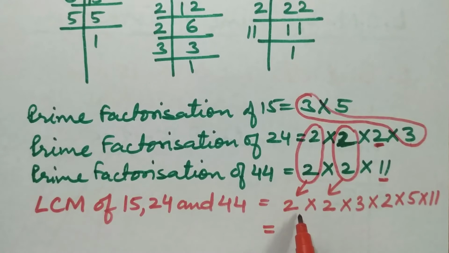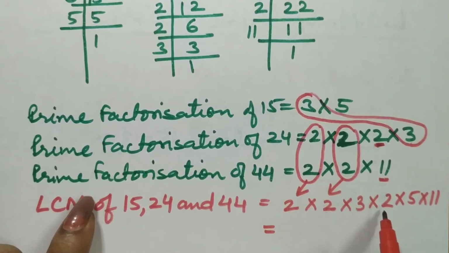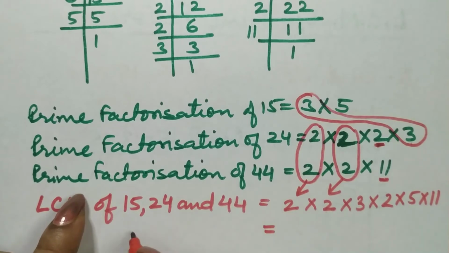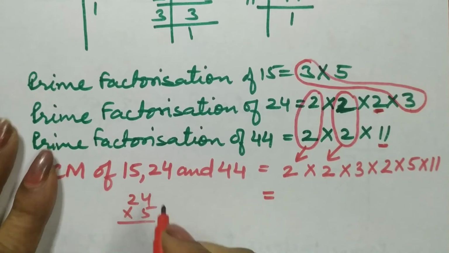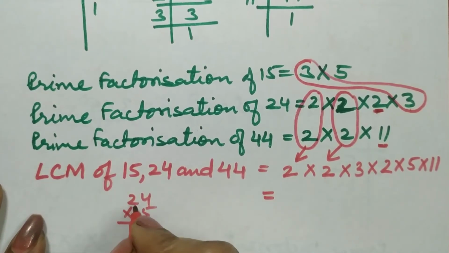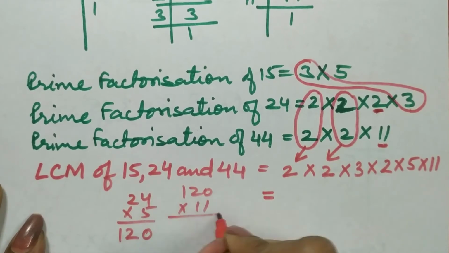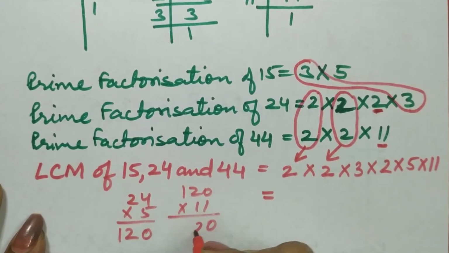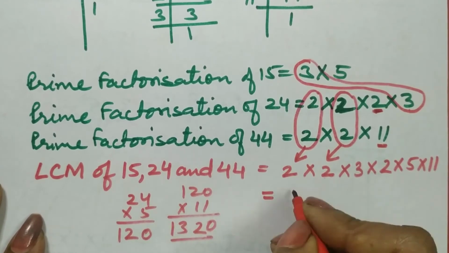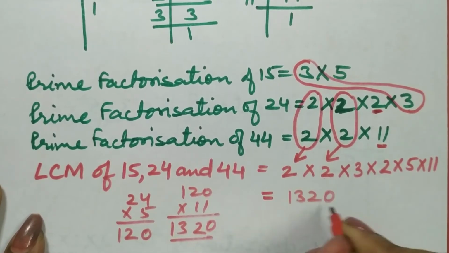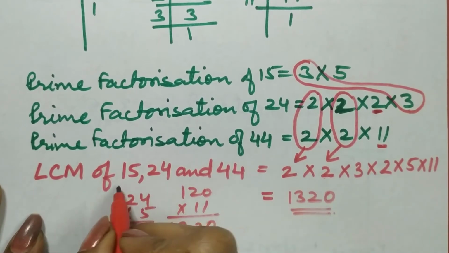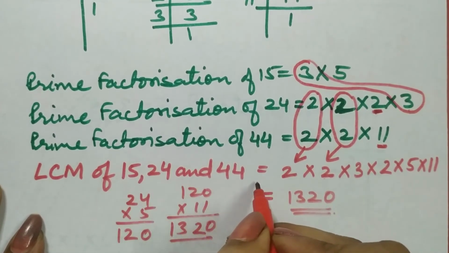See, 2 2s are 4, 4 3s are 12, 12 2s are 24, 24 5s are 120. 24 multiplied by 5, we will get 5 4s are 20, 2 in my mind, 5 2s are 10 plus 2, 120. Now 120 multiplied by 11, 11 2s are 22, 11 1s are 11 plus 2, 13. So the answer is 1320. This is the LCM of 15, 24 and 44.